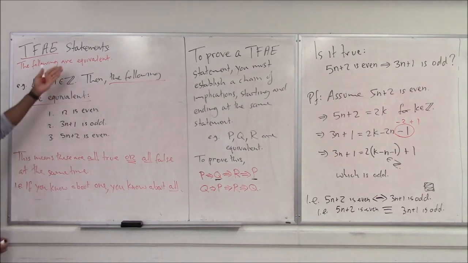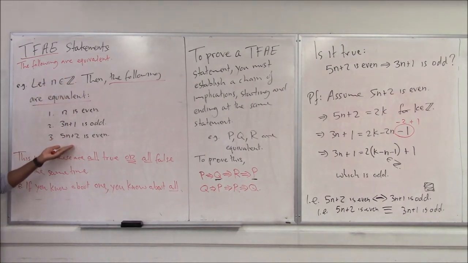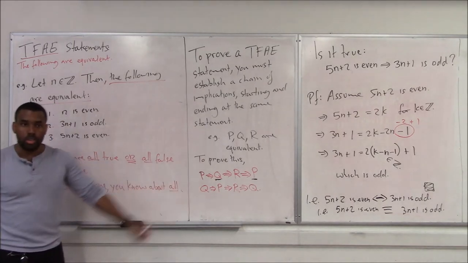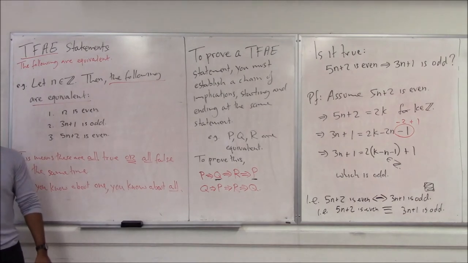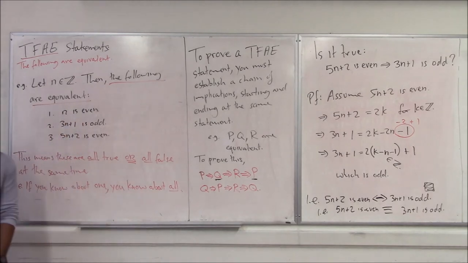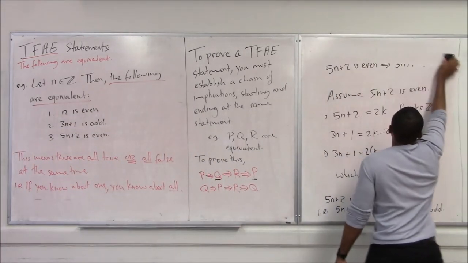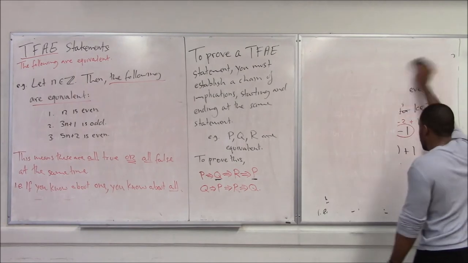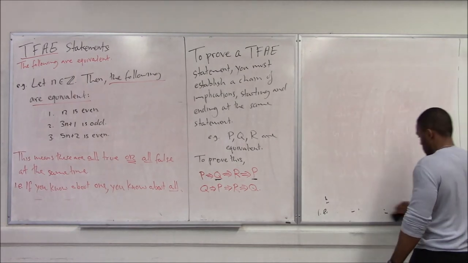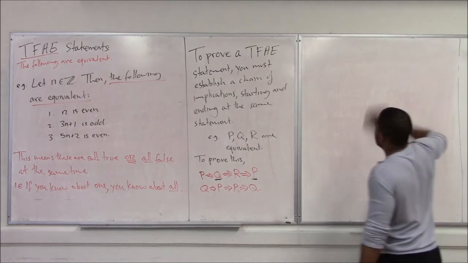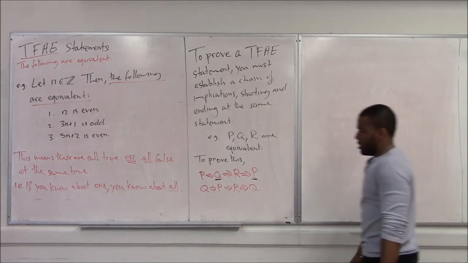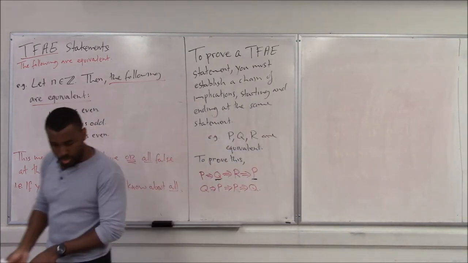So if you have this kind of statement, a very important kind of statement in mathematics, and you ever have to prove one of them, this is sort of how you go about it. Start at some point, go through a bunch of implications, and come back to that same point. And by doing that, you're proving all the different arrangements of biimplications all at once. And these statements are very, very useful.